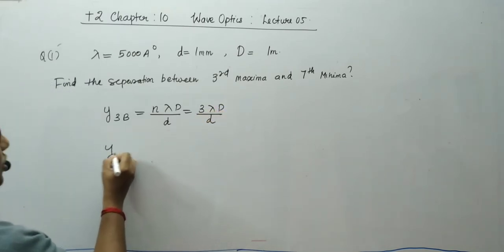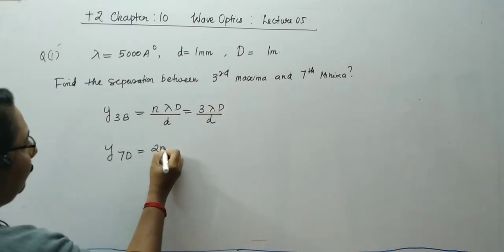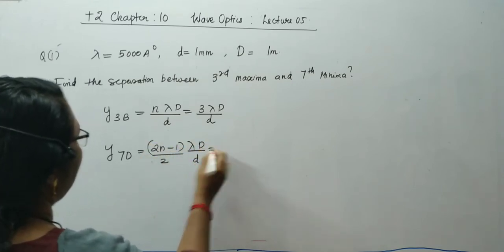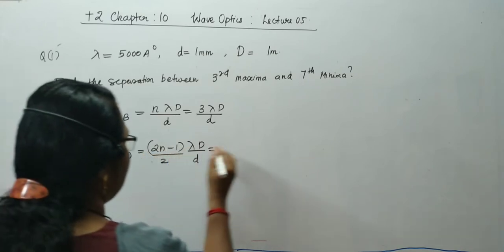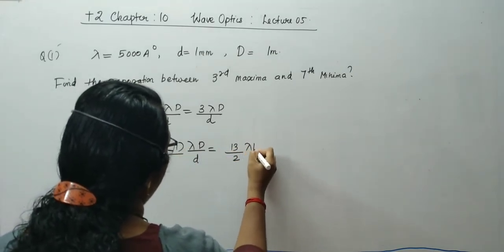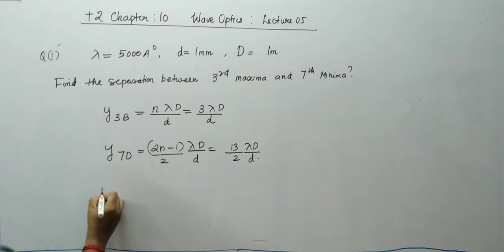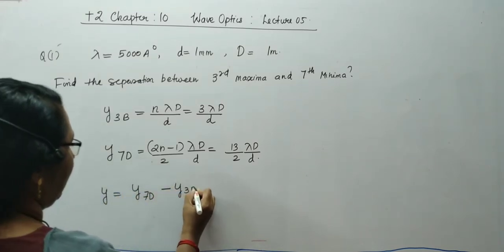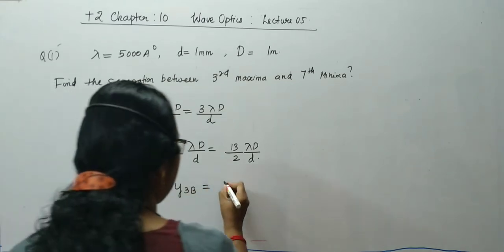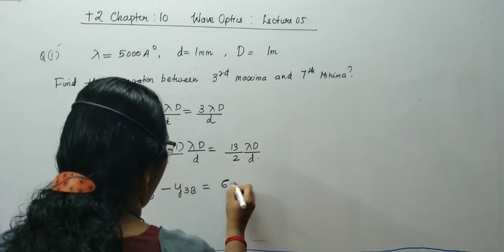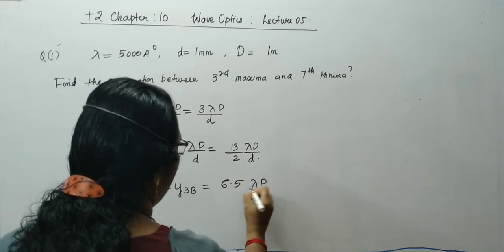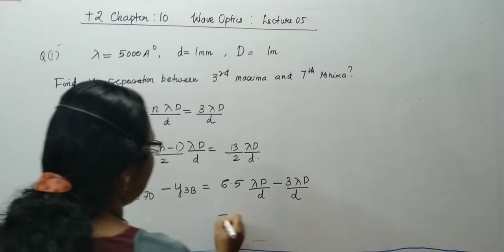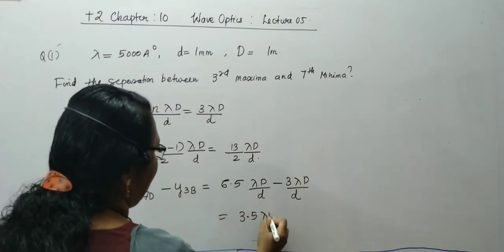The position of the 7th dark is (2n minus 1) by 2 lambda D by d. Did you understand? 2 into 7 is 14, 14 minus 1 is 13, so 13 by 2 lambda D by d. If so, what is the separation? y of 7th dark minus y of 3rd bright. 13 by 2 is 6.5 lambda D by d minus 3 lambda D by d. What will be the answer? 3.5 lambda D by d.